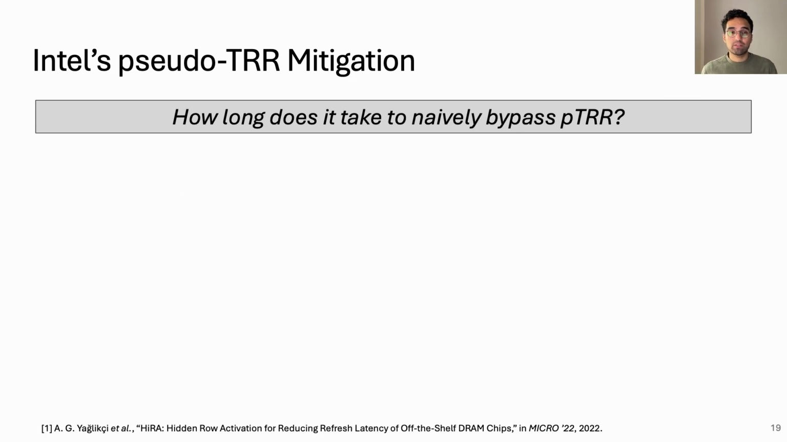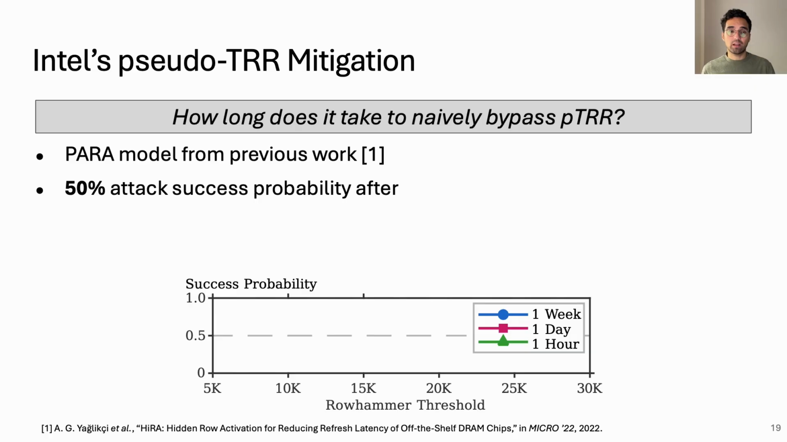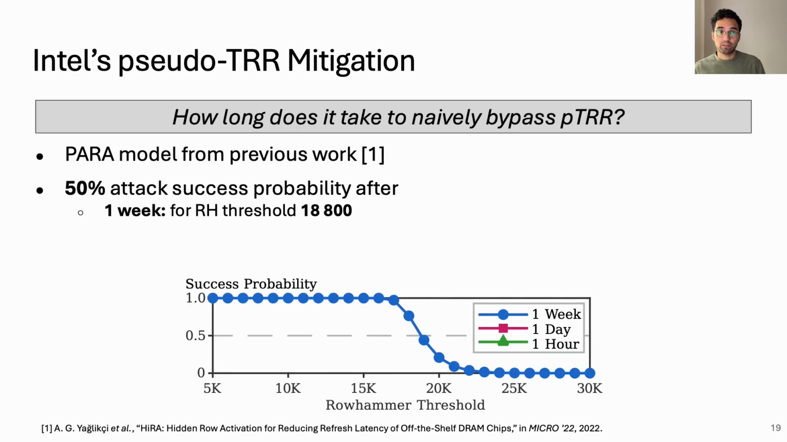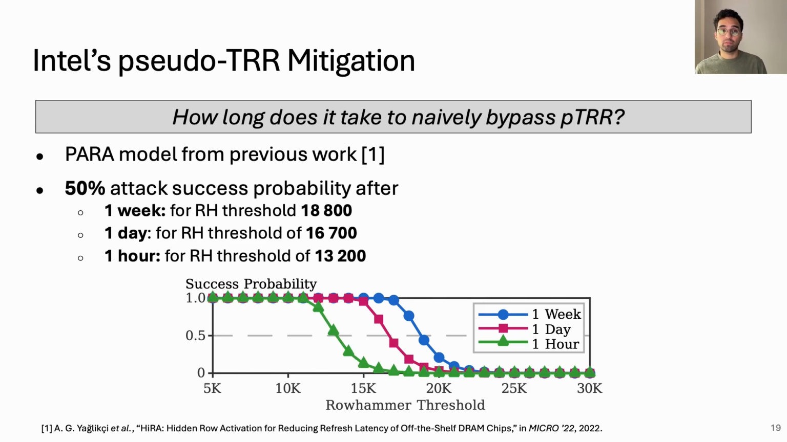This insight immediately raises the question of how long it takes to naively bypass pTRR. And to calculate this, we take the existing model from previous work and calculate how long it would take to achieve a 50% attack success probability. Within 1 week, we can bypass pTRR with 50% probability on devices with a Rowhammer threshold of 18.8K activations. Within 1 day, on devices with a threshold of 16.7K activations, and in 1 hour on devices with a threshold of 13.2K activations. This essentially means that pTRR increases the time to succeed with an attack, but does not completely stop Rowhammer.